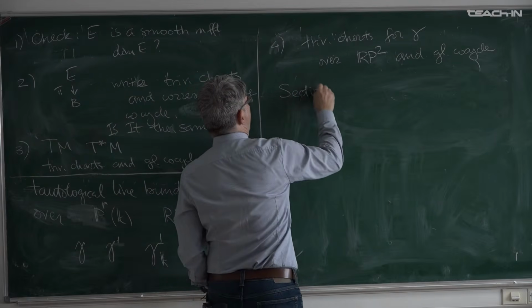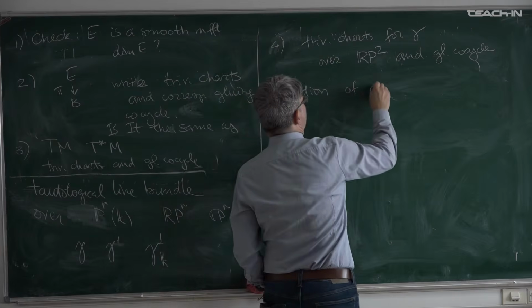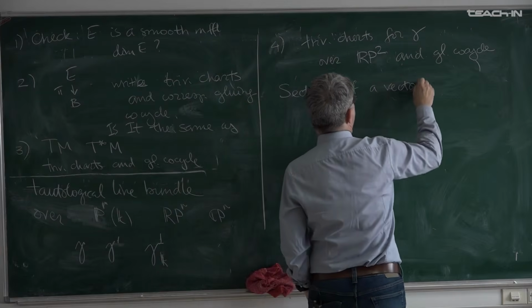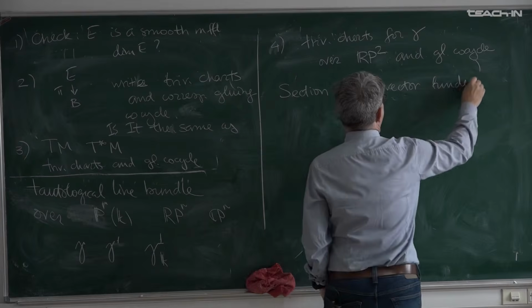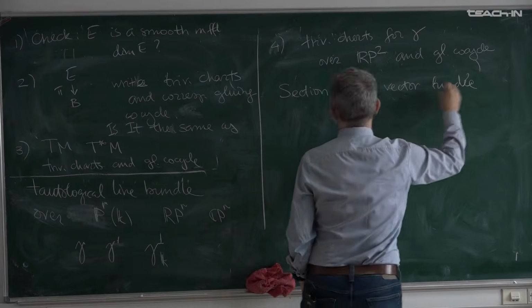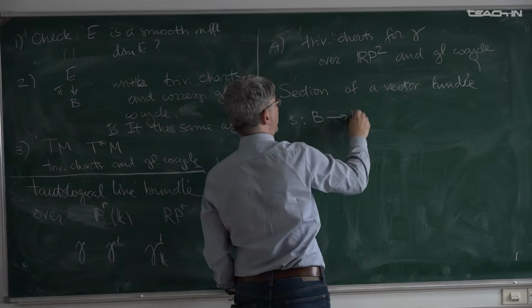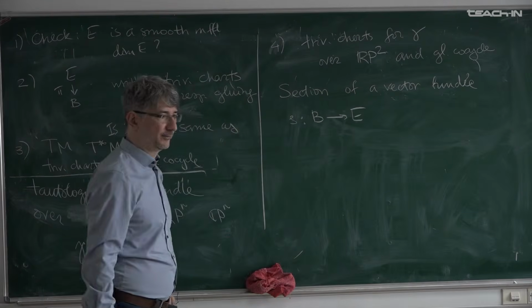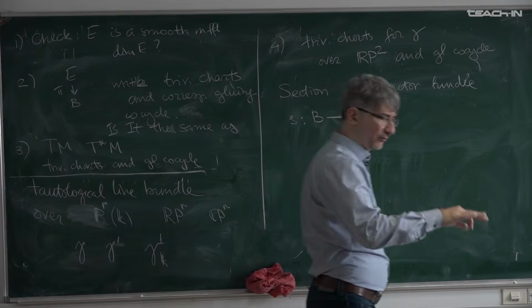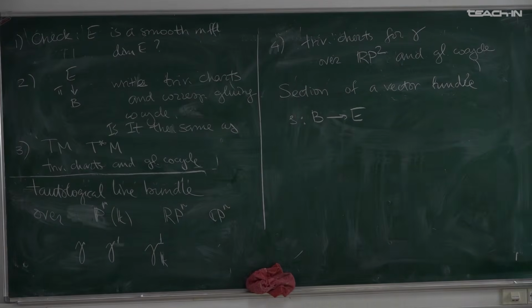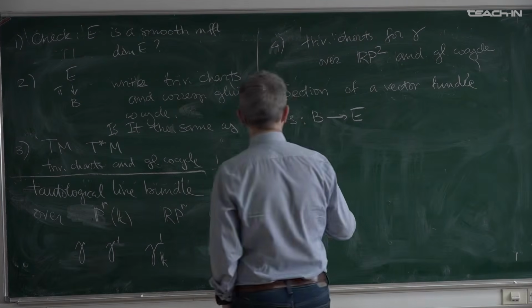A section of a vector bundle is a map S from the base to E, the total space. Okay, it's smooth. Everything we consider is smooth. All spaces are manifolds, all maps are smooth. I will not mention it anymore. Then we will see an exception, I will tell you about it.